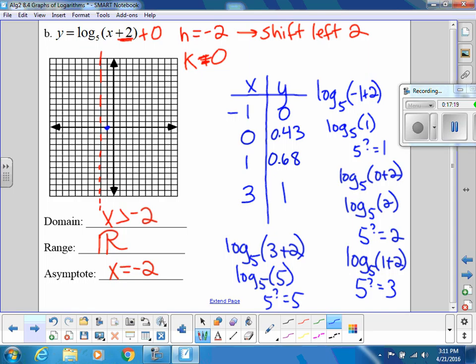Okay, so if I start graphing these, at -1, I'm at 0. At 0, I'm at 0.43, so it's like barely above. And then 0.68, kind of in the middle. And then at 3, so that's 1, 2, 3, I'm at 1. So it's looking like this.